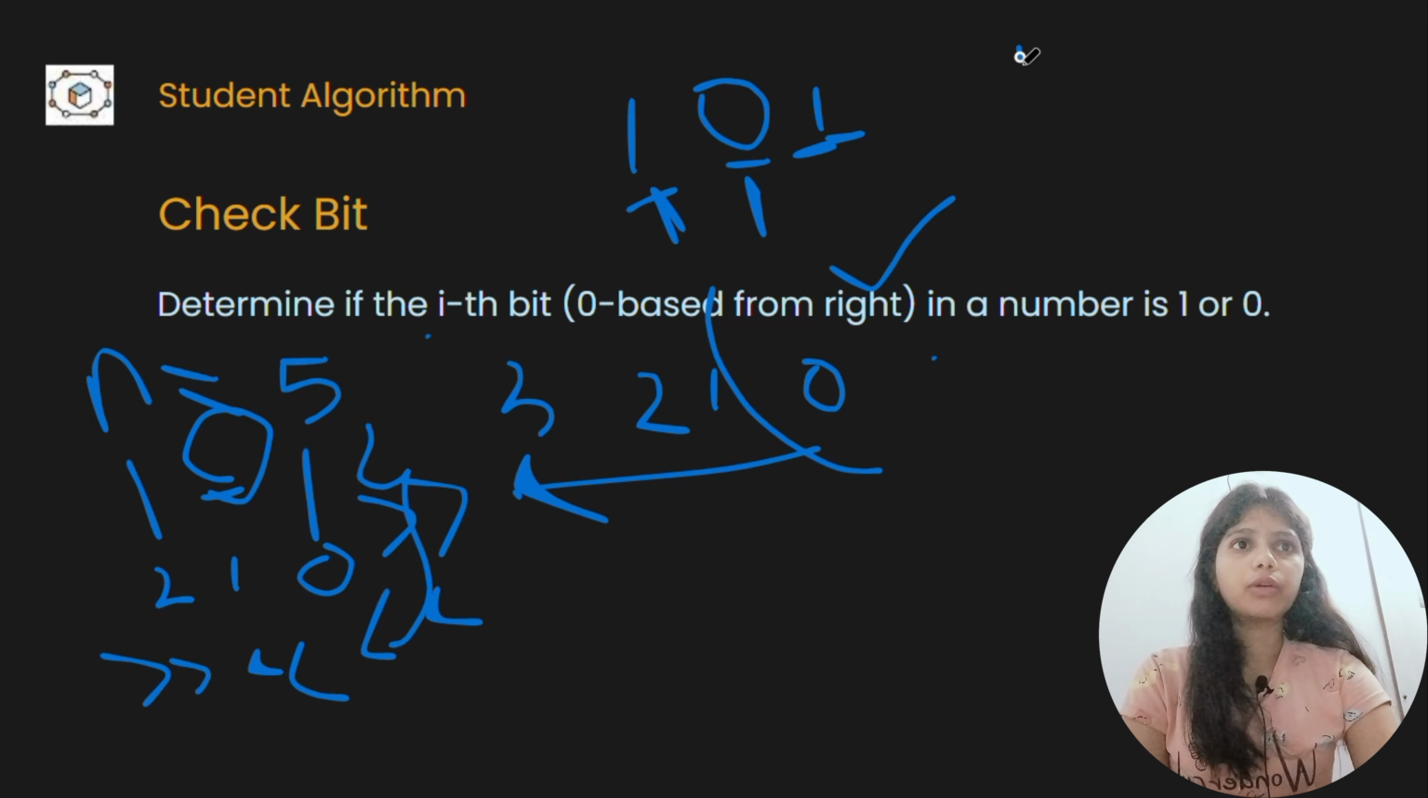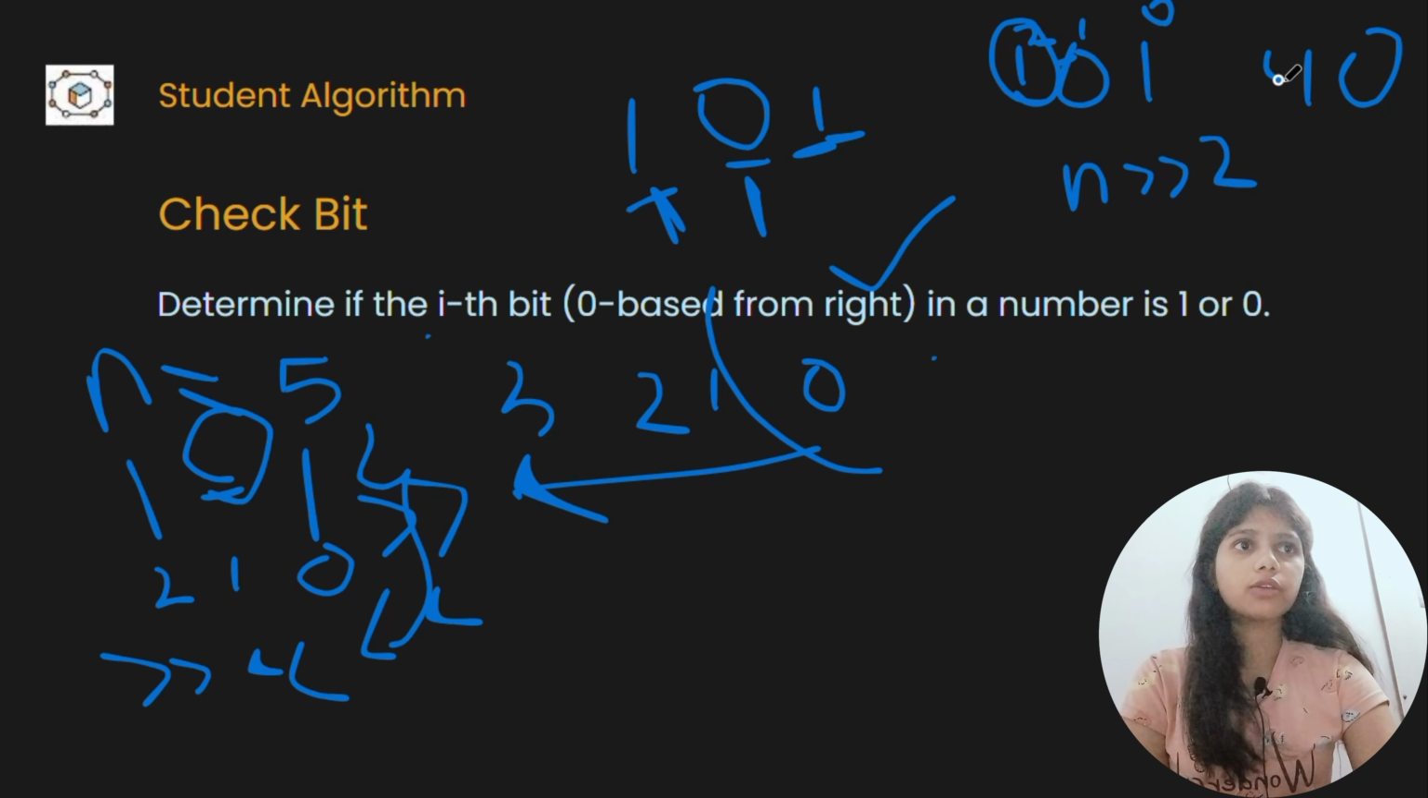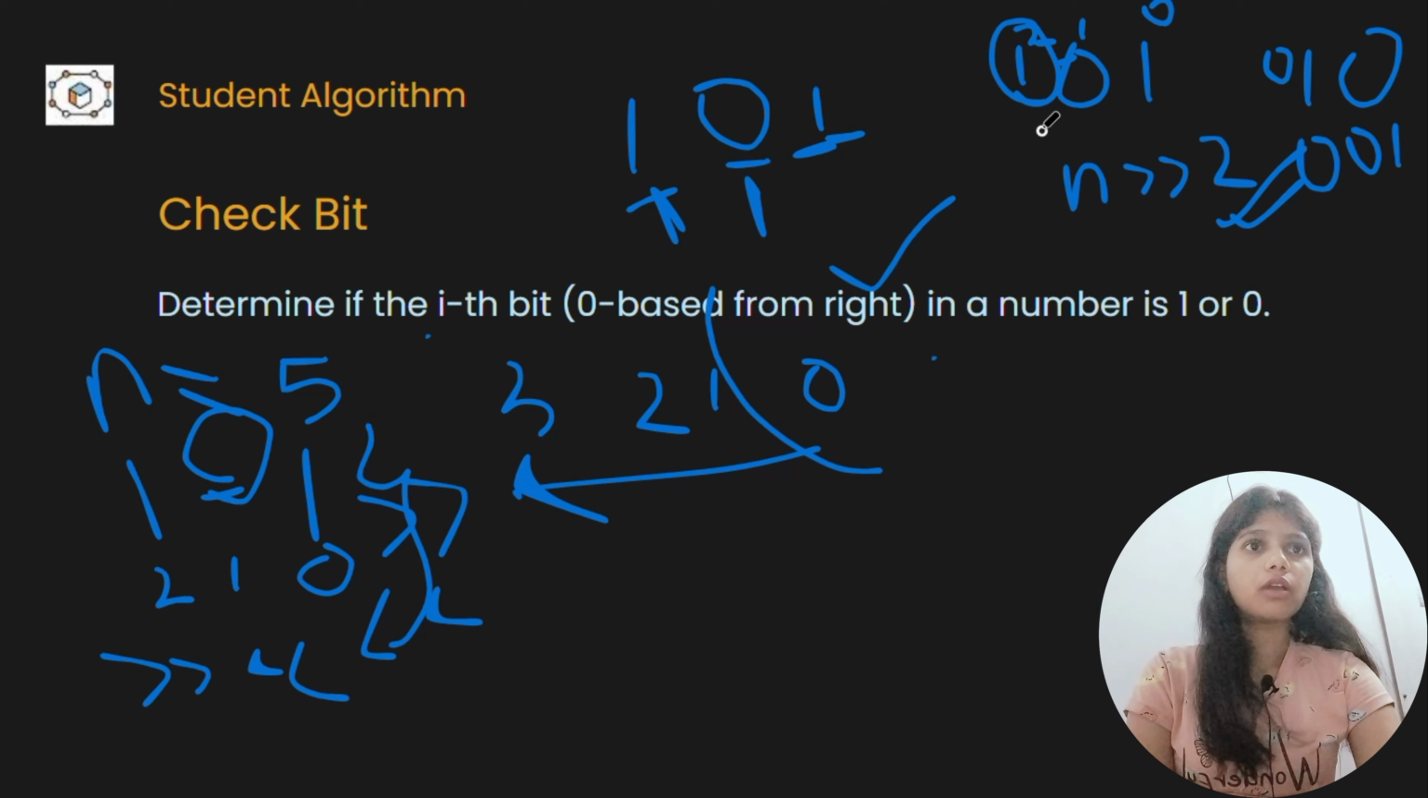Suppose I have the number over here, and I need to check the bit at the 2nd position. So what I'm supposed to do is shift n 2 times right. If I shift 1 time, that will become 0 1 0. If I shift 2 times, that will become 0 0 1. So the shifting is nothing but shifting by the ith bit position, that's why we'll be writing n right shift i. I hope it's clear now.